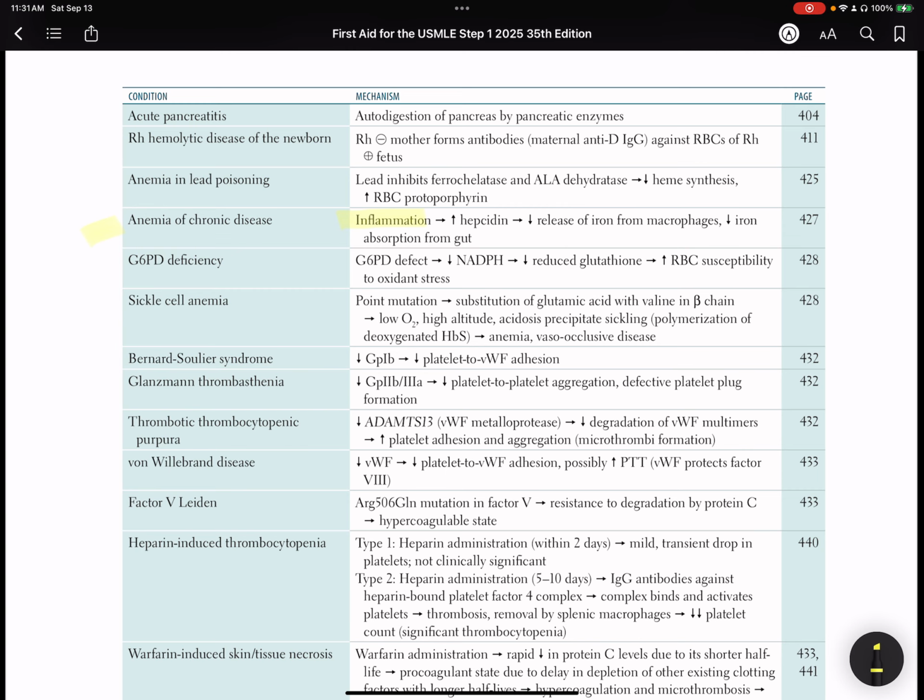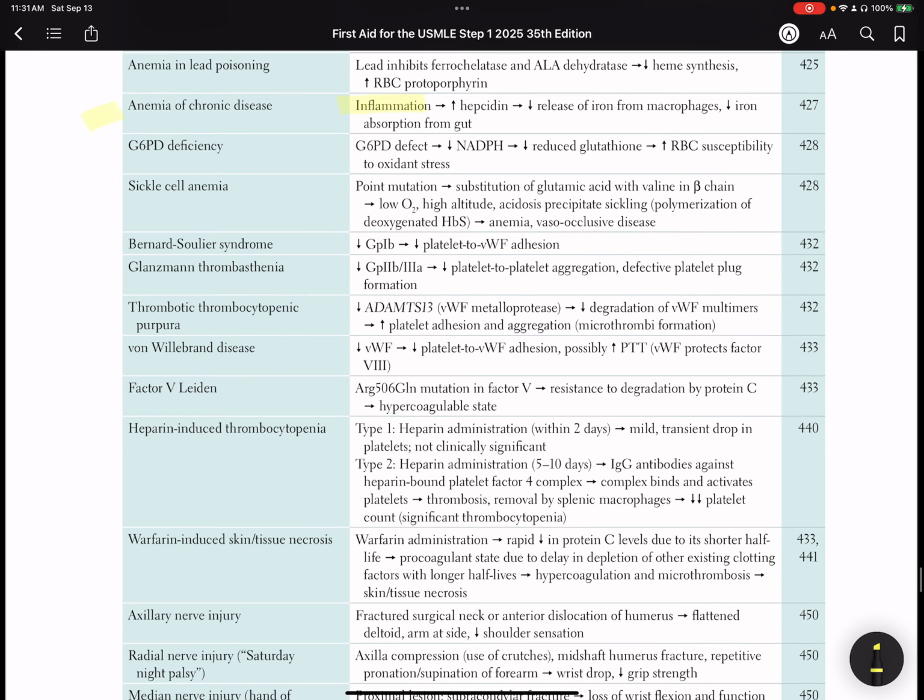What causes G6PD deficiency? G6PD defect is caused by a decrease in NADPH, which leads to reduced glutathione. So you have two decreases. Reduced glutathione means increased RBC susceptibility to oxidant stress. This causes G6PD deficiency.